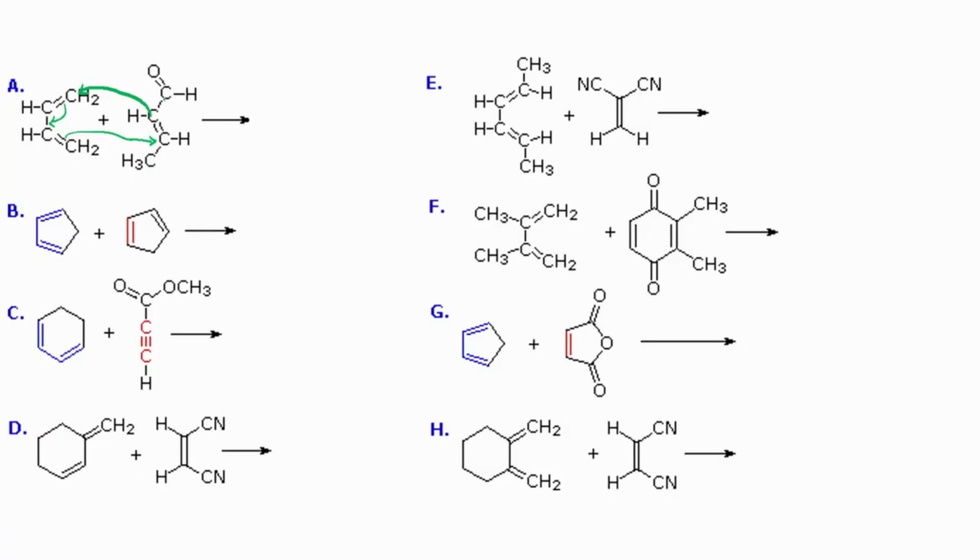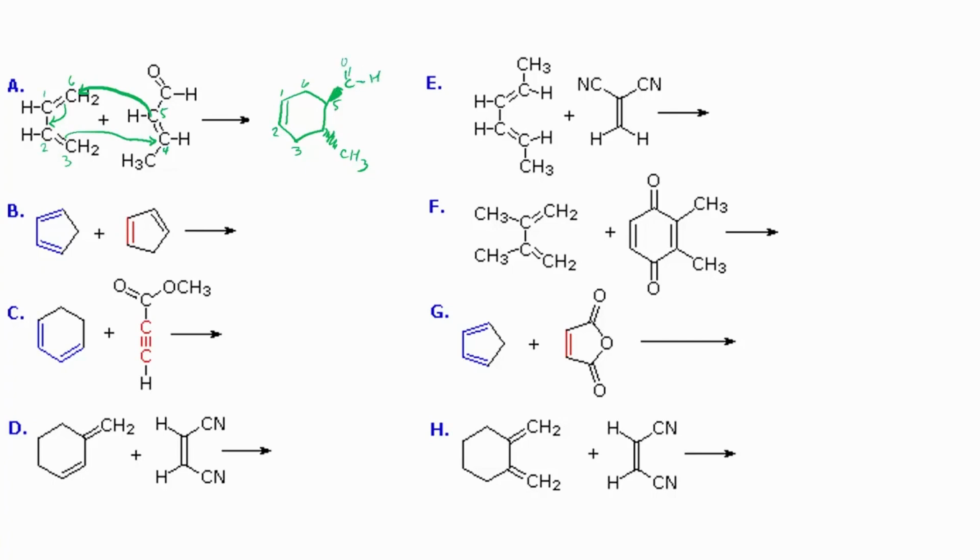Because I'm trans here, when I make my new ring, my pi bond is going to be here. So this is now my carbon 1, 2, 3. This is going to be 4, 5, and 6. So here's 6, 1, 2, 3, 4, 5. Because my dienophile is trans, then I'm going to put my methyl behind, and I'm going to bring my aldehyde group up on top of the ring.